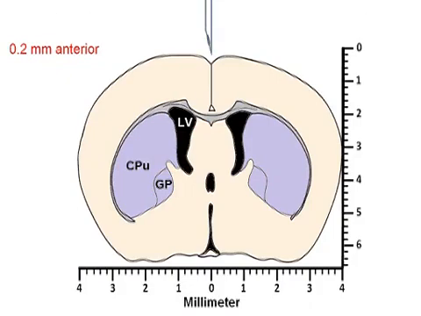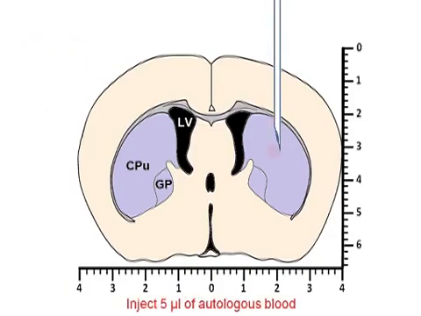A 26-gauge Hamilton syringe is positioned 0.2 mm anterior and 2 mm lateral to bregma. The needle is inserted through a cranial burr hole and advanced 3 mm below the dura. Following the insertion, 5 microliters of autologous whole blood, previously collected from the central tail artery, are injected intraparenchymally at a rate of 2 microliters per minute.